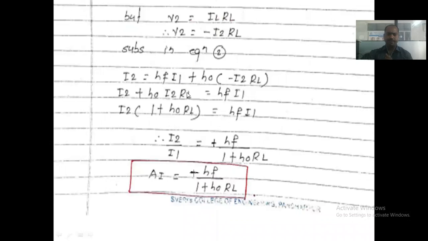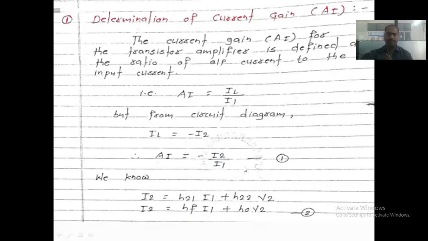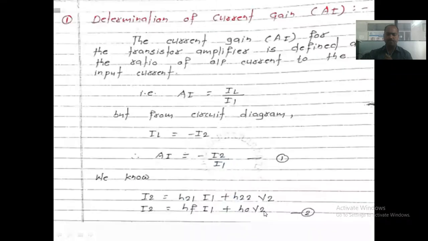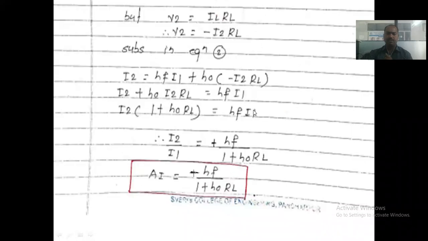So the equation is the same, I2 equals HF into I1 plus HO into V2. For that V2 we have to write minus I2 into RL. So HO as it is, and V2 we write as minus I2 into RL. Okay, so the equation is coming I2 equals HF into I1 plus HO into bracket of minus I2 into RL. Okay, so for that we have to rearrange this equation.